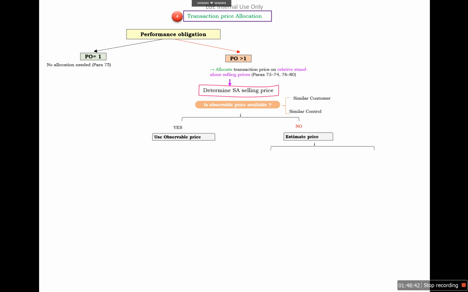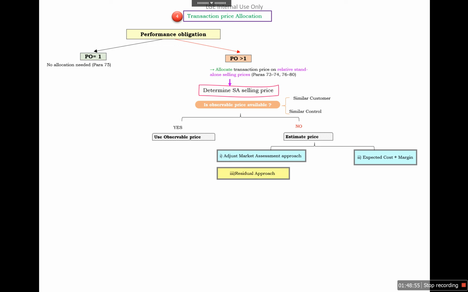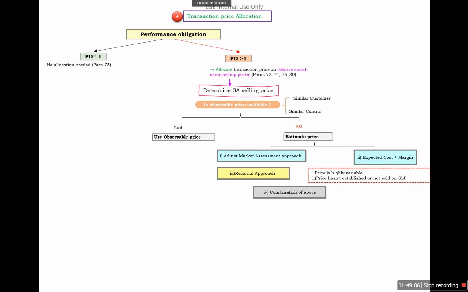And if it is not available, then we need to estimate the price, and we need to adjust the estimated price based on the market assessment approach, or we can estimate it based on the expected cost plus margin approach, or maybe on the residual approach where the price is highly variable and the price has not been established yet, or we can use a combination of both approaches. And for the purpose of allocation of discounts, if the standalone price is greater than the promised consideration, it is called a discount.